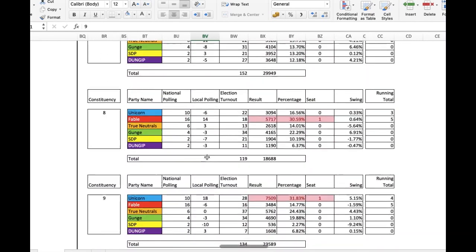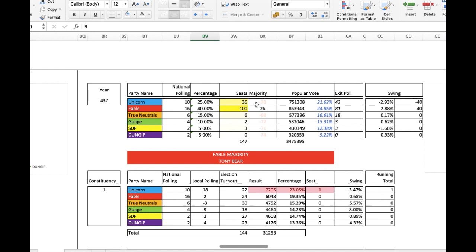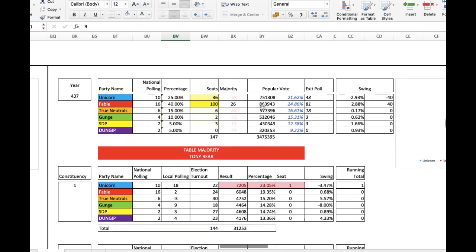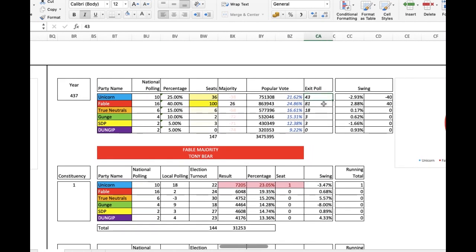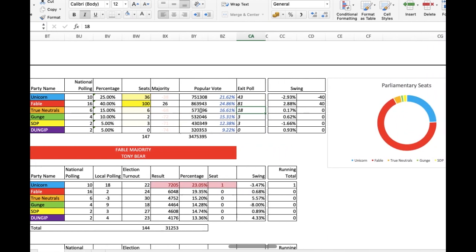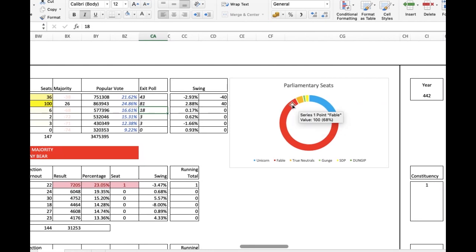So yeah, again, rolling a couple thousand dice, got a new result. The exit poll was a bit off this time, but it happens. The exit poll, interestingly enough, suggested a massive swing to the True Neutrals, which didn't really happen that time. And again, it's just the roll of the dice. Sometimes the dice just don't roll out in your favour. And here we have a very different look at the Parliament, with just a gigantic chunk for the Fable Party there.